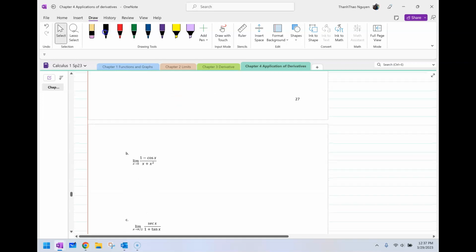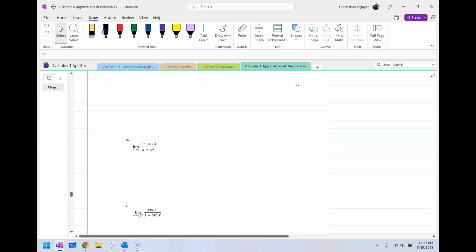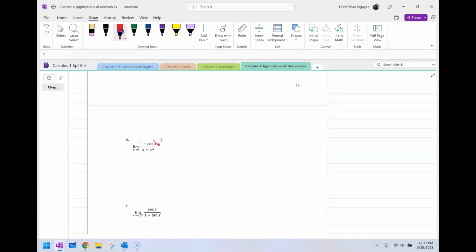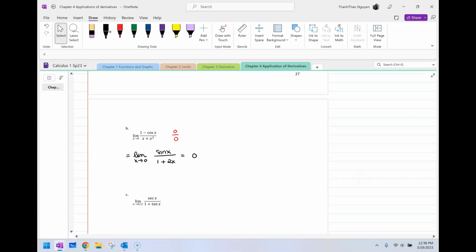In our next case, let's see what happens when x approaches 0. When x goes to 0, cosine of 0 equals 1. This is 0, going to 0. Again, we have the case of 0 over 0. So go ahead and we will find the derivative of the numerator. Derivative of cosine of x equals negative sine of x, with the negative making it positive, sine of x divided by 1 plus 2x. So this equals sine of 0. Sine of 0 equals 0.